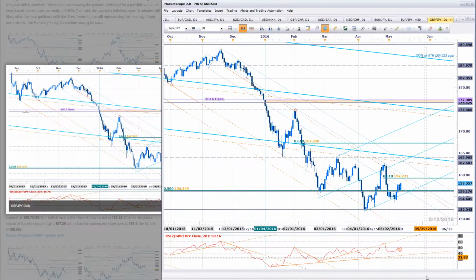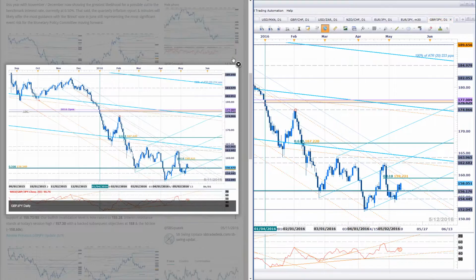Okay, and here's what it looked like last night. So 56.35 into 56.18, this region right here. This is the low day close that you saw for February.